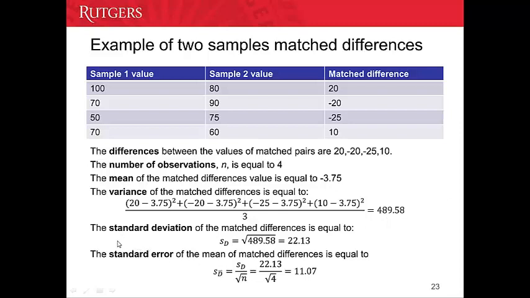Based on the variance, we can get the standard deviation of the matched difference, which is equal to 22.13. Based on the standard deviation, we can get the standard error. It is equal to the standard deviation divided by the square root of the number of observations in the matched difference. So finally, we get 11.07.